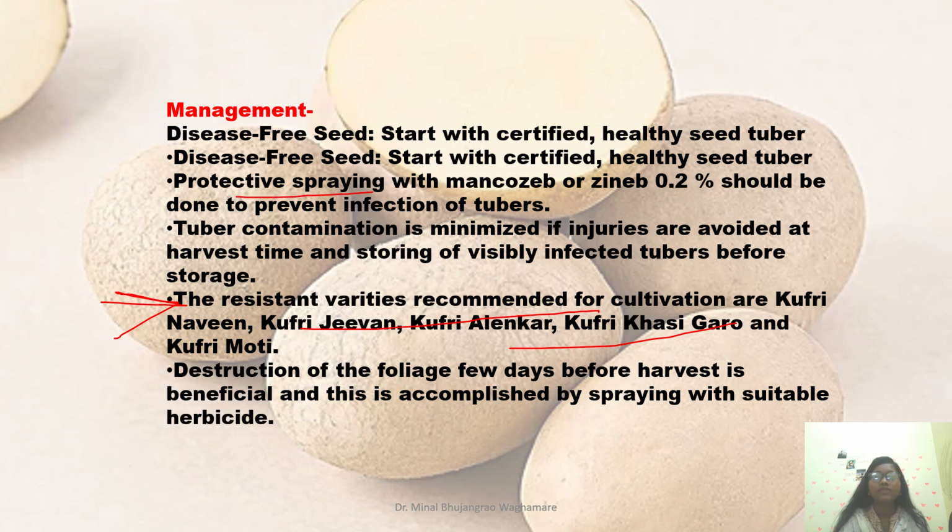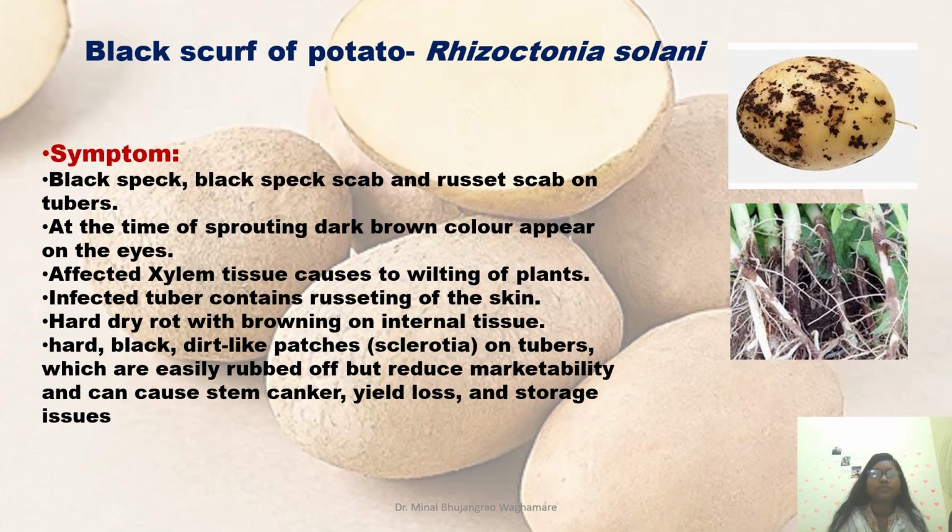We can go for foliar spraying such as Mancozeb 0.2%. What it means, 2 gram per liter. First spray when infection is appearing, and second spray 15 days after the first spray. We can go for such kind of management. With that we also have to take care of field sanitation. Like we have to remove the crop debris, infected plant debris from the field, and keep our field clean to avoid this disease.